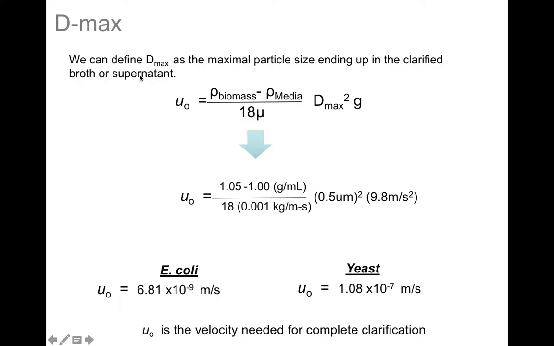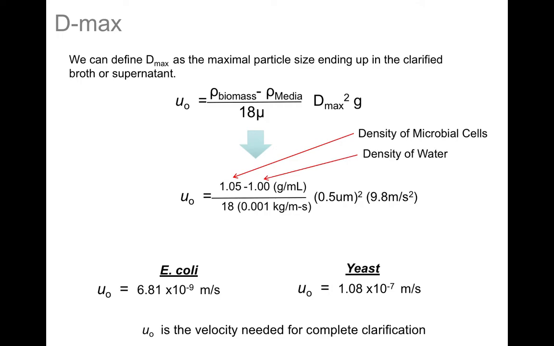So we can define d max as the maximal particle size ending up in the clarified broth or supernatant, meaning we don't want any particles bigger than that to end up in the supernatant. And so basically if this would be the size of a cell, for example, if you want to have 100% recovery of the cells, right? And in this case, we can have the particle, which would be biomass, the density of the biomass, the density of the media, viscosity of the media, the particle size, which in this case would be the cell size, and the gravitational acceleration. So in most cases, you can estimate the density of microbial cells to be a little bit more than water.